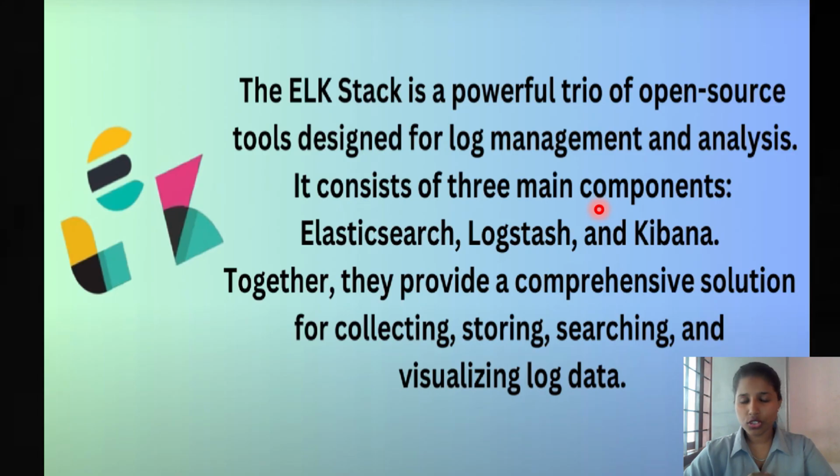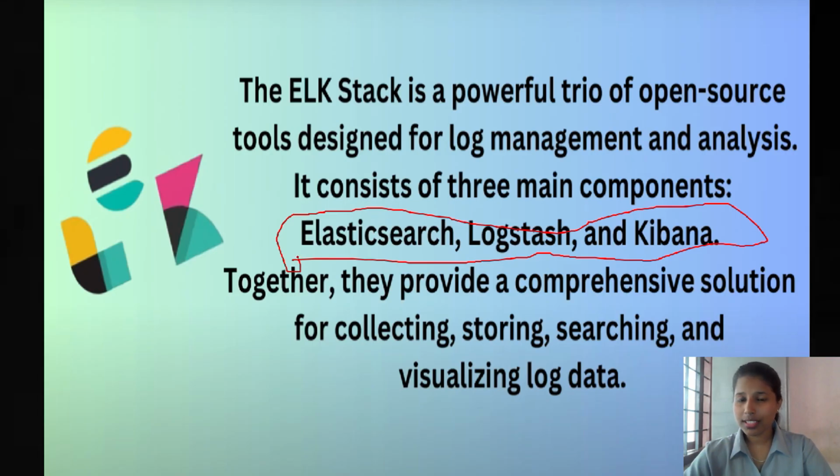As I mentioned in the beginner introduction video, the three main components of the ELK are Elasticsearch, Logstash and Kibana. These three together provide a comprehensive solution for collecting, storing, searching and visualizing the log data. In the next slide we can see each of them, Elasticsearch, Logstash and Kibana, and we can move on to that.